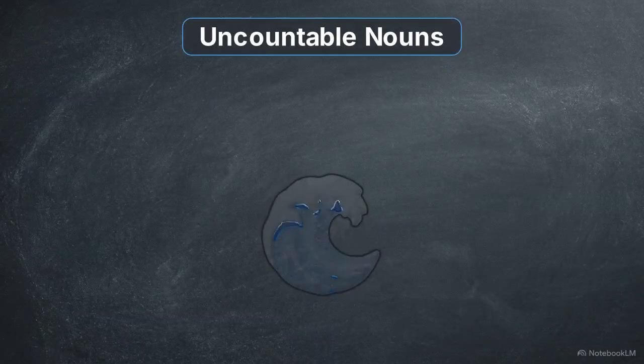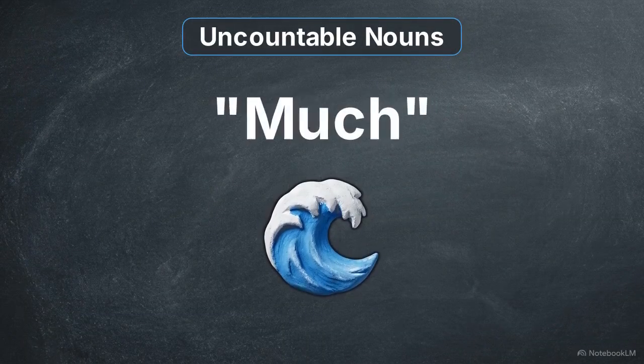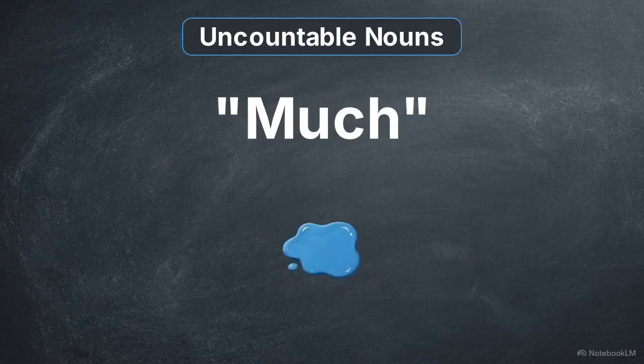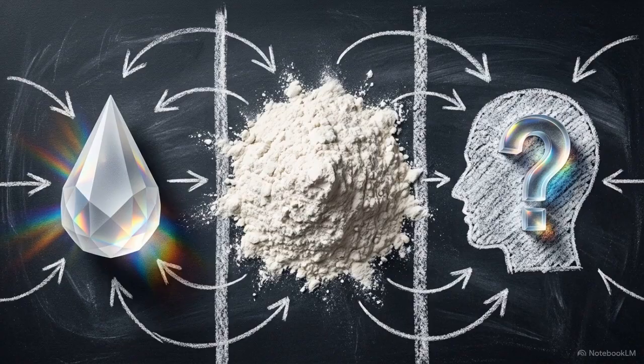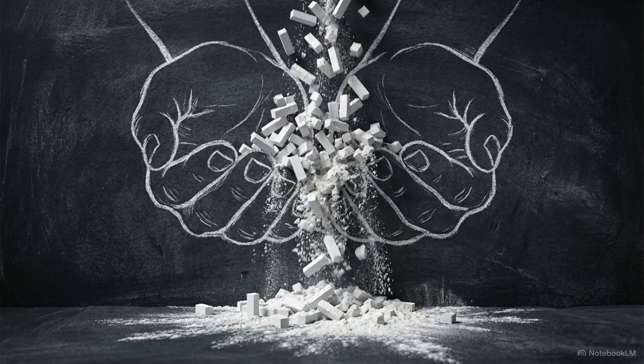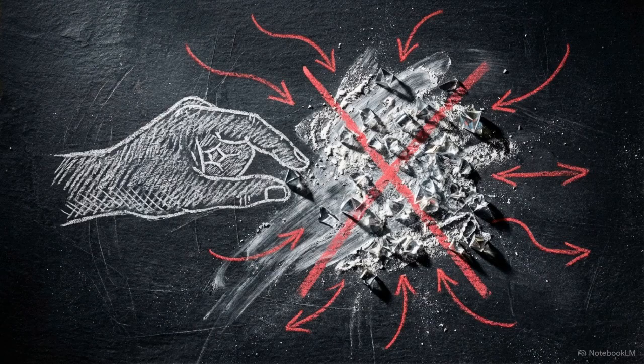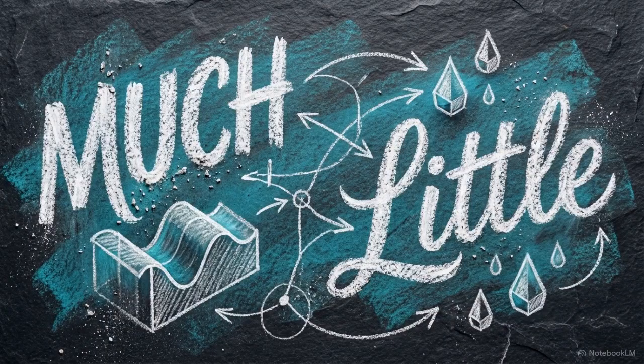For large amounts of an uncountable mass, you use the word much, and for tiny amounts of that same mass, you use the word little. Liquids, powders, and abstract ideas all follow this pattern. Because you cannot separate them into numbered pieces, they require much and little.